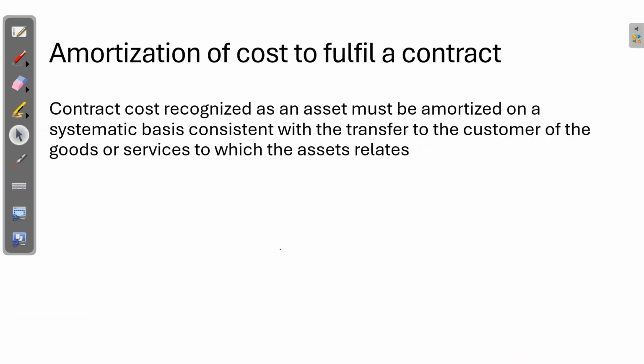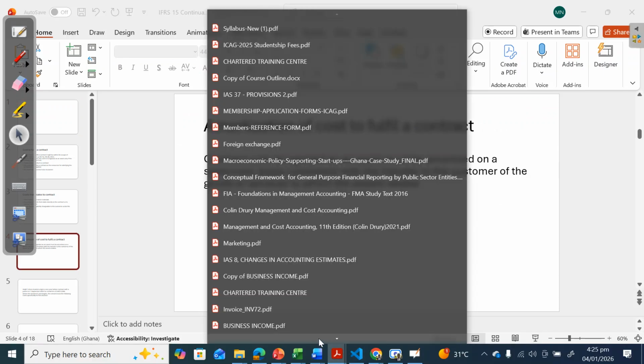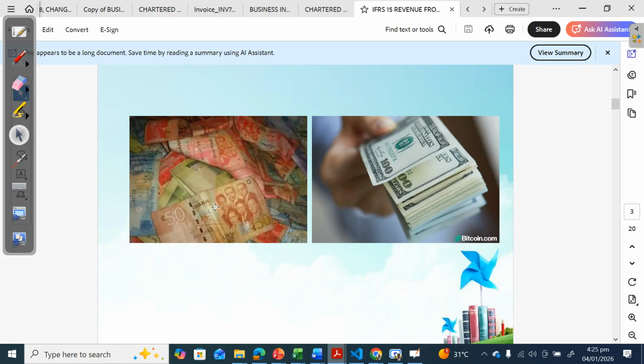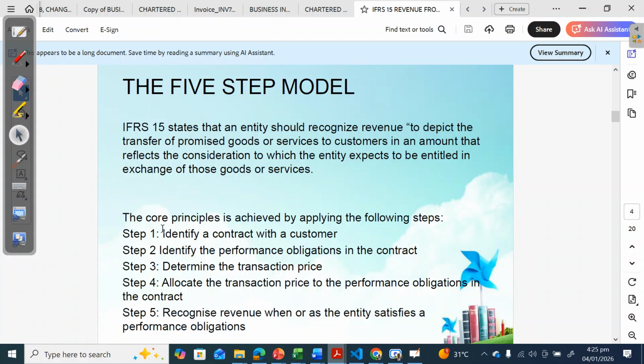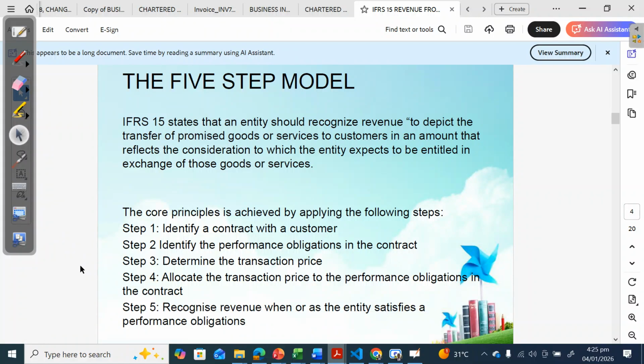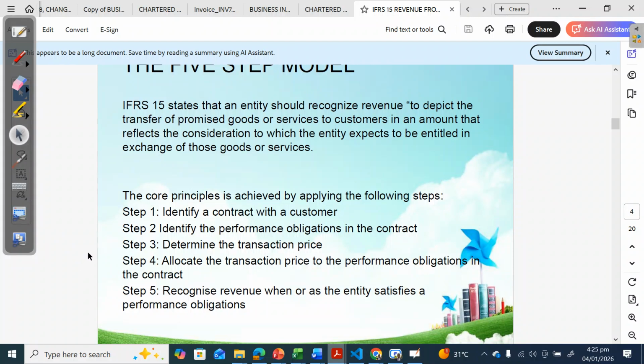Okay, so that's the fundamental principle under IFRS 15. The standard also gives us 5 steps to recognize revenue. There are 5 steps we need to follow to recognize revenue. The first step is you identify a contract with a customer. Every sale transaction is between a buyer and a seller, and every sale transaction is a contract. It can be express or implied.